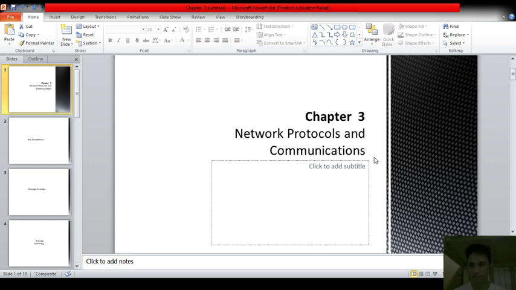So chapter 3 in the NetAcad is entitled Network Protocols and Communication. Basically, within this chapter, you will learn about these models as well as the standards that make the network work and how communication occurs over the network. Usually we're going to talk here about the protocols and how communication works in devices. So let's proceed.